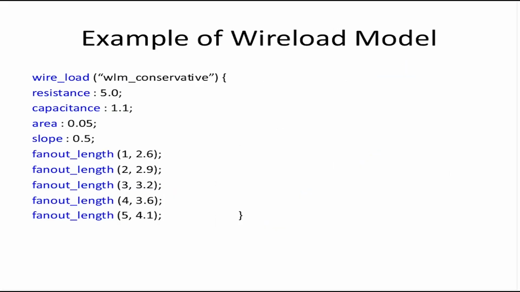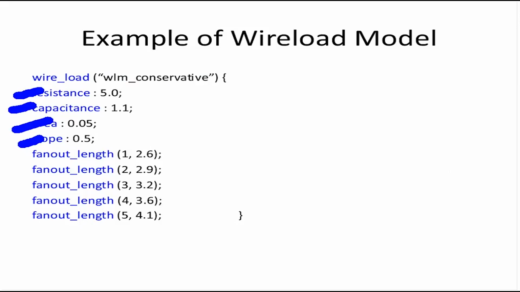Now this is one example where a wire load model gives us some numbers. One is the resistance number, which I think should be per unit length. Capacitance number per unit length. Area per unit length. This is the slope of the curve. And now it tells us for what fan out, what is the length. Let's say for fan out 1, length is 2.6, for fan out 2, length is 2.9, for fan out 3, length is 3.2, and so on.